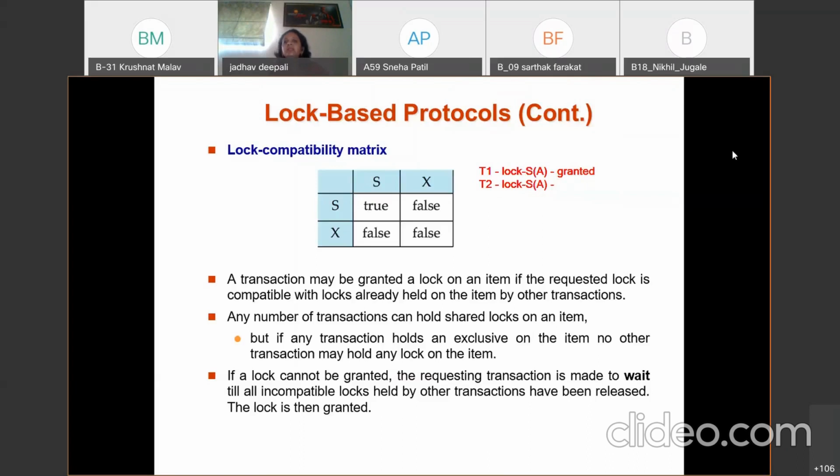Yes. So it is allowed. Why is it allowed? Because it is also granted.